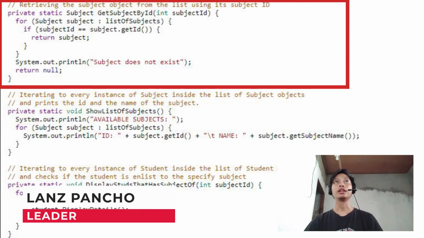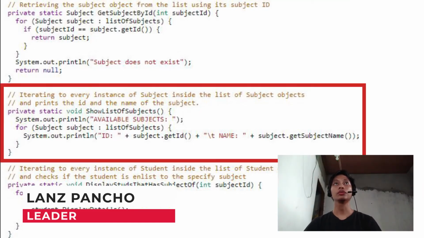Next is the getSubjectById function, which returns a subject object and accepts a parameter subject ID. Inside, it is the same as the getStudentID function. First, we use the for each to iterate for each subject in the list of subjects. Inside, we have an if statement which checks if the subject ID matches with the ID assigned to the subject object. If the condition becomes true, we will just return the subject. Else, we will inform the user that the subject does not exist and we just simply return null.